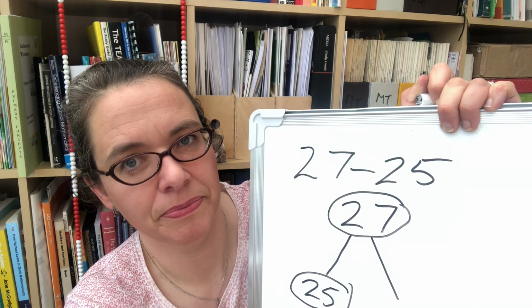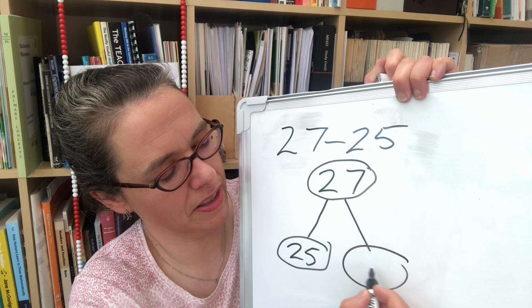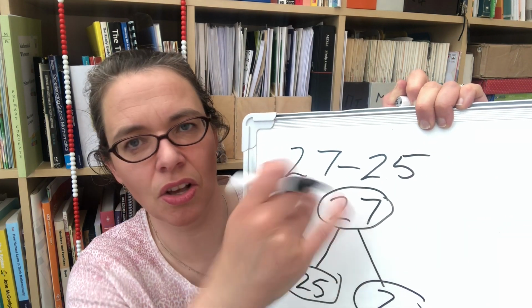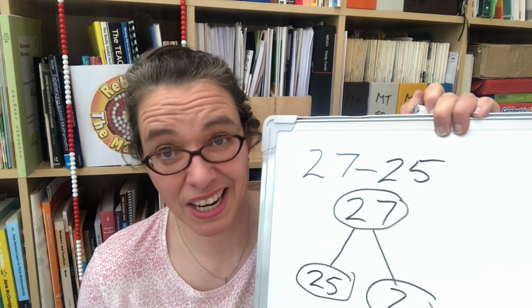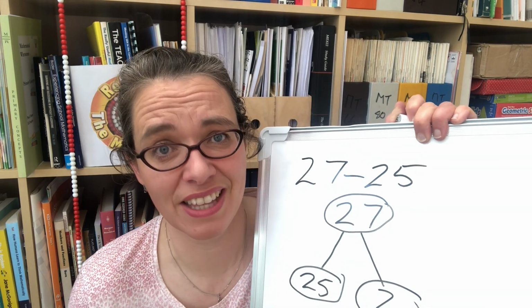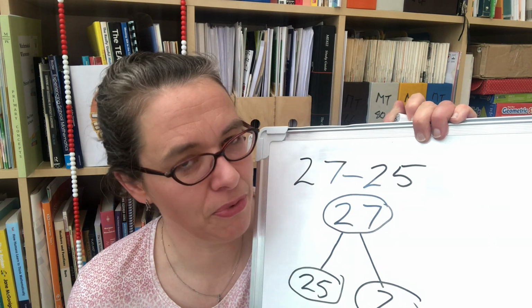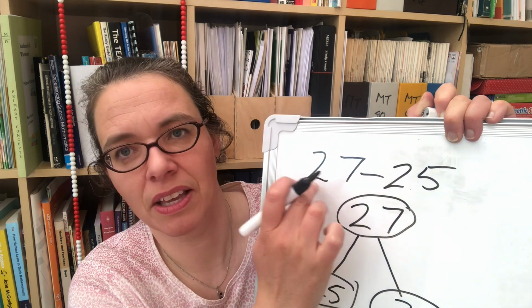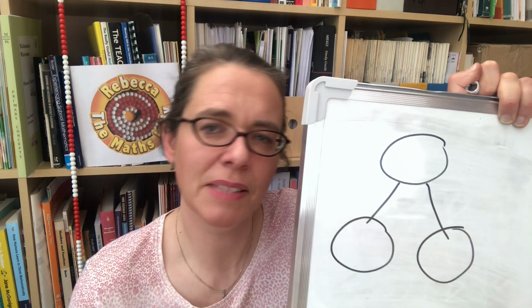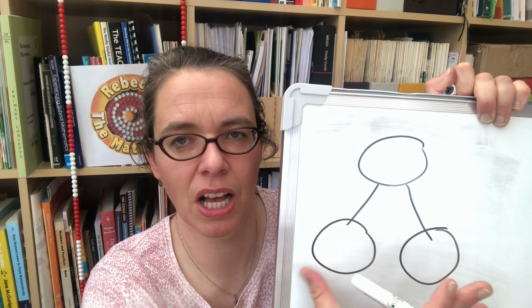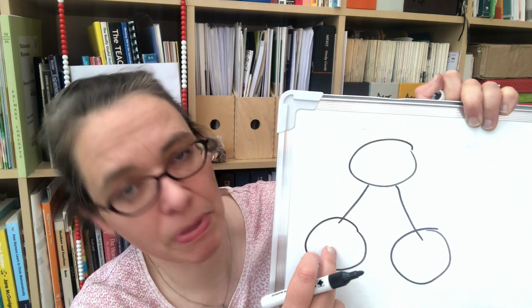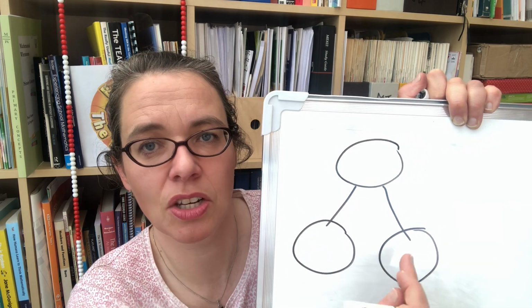What's the other part? Well, it's going to be 2. It's a missing number in the addition to solve the subtraction. And in fact, subtraction is always that. It's always about finding the missing number in an addition that would make the first number. This model for subtraction is called the part-part-whole model. You put the first number in the top and the number you're subtracting in as one of the parts, and you try and find the other part.